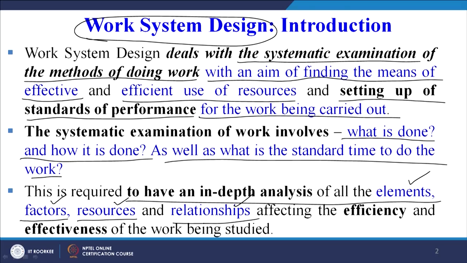Now, these are the four important keywords that we will be using quite often. That is, what are the various elements of the work system, the factors affecting the performance of the work system, the resources required to perform the work, as well as the interrelationship among all these three parameters. So, all these things we need to take into account. Why? Because we need to ensure the effectiveness and efficiency of the work being carried out.